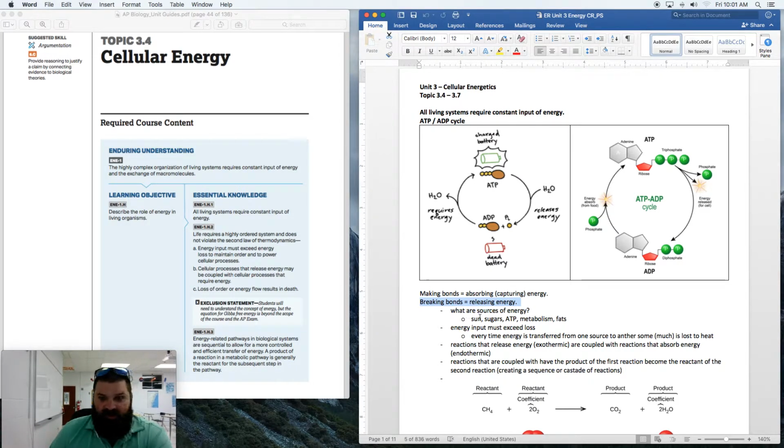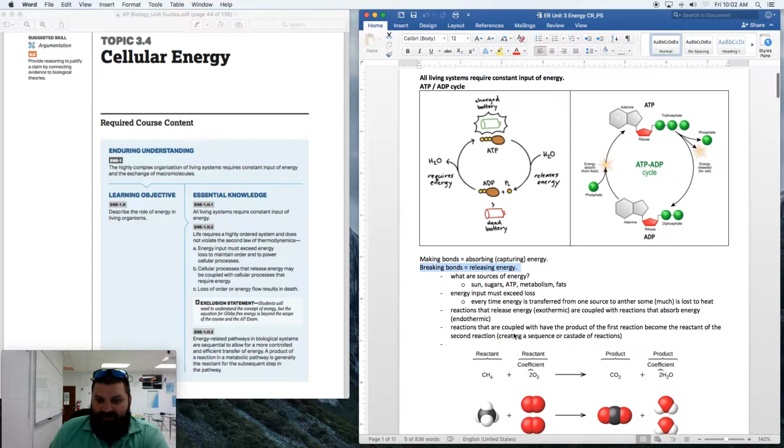What are some sources of energy? The sun certainly is a major source of energy, but sugars and fats are sources of energy as well. Proteins can be in extreme cases, but for the most part it's sugars and fats, along with ATP molecules. Metabolism is all of those reactions. Breaking and making bonds in your body is metabolism. Anabolic is the building up, catabolic is the breaking down, and both together make metabolism.